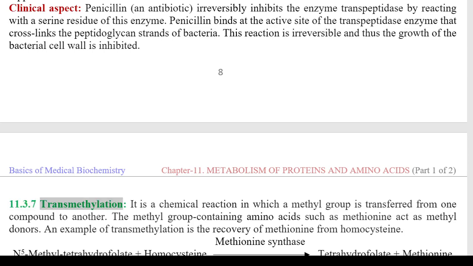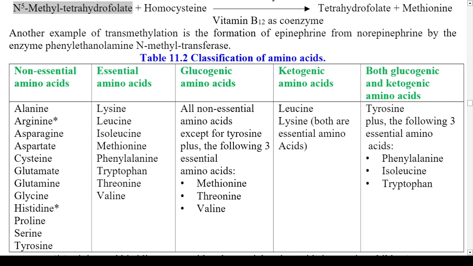1.3.7 Transmethylation. It is a chemical reaction in which a methyl group is transferred from one compound to another. The methyl group containing amino acids such as methionine act as methyl donors. An example of transmethylation is the recovery of methionine from homocysteine by methionine synthase: N5-methyl tetrahydrofolate plus homocysteine gives tetrahydrofolate plus methionine, with vitamin B12 as coenzyme. Another example is the formation of epinephrine from norepinephrine by the enzyme phenylethanolamine N-methyltransferase.